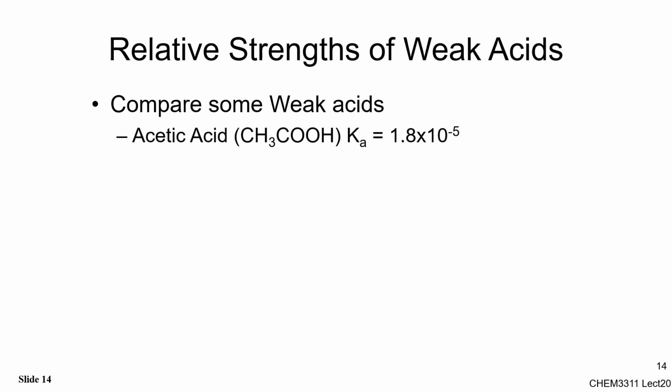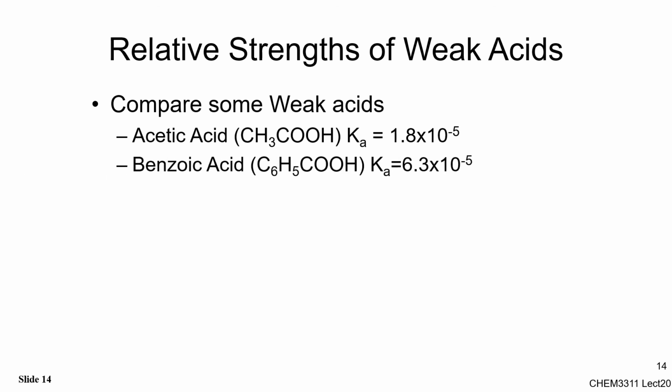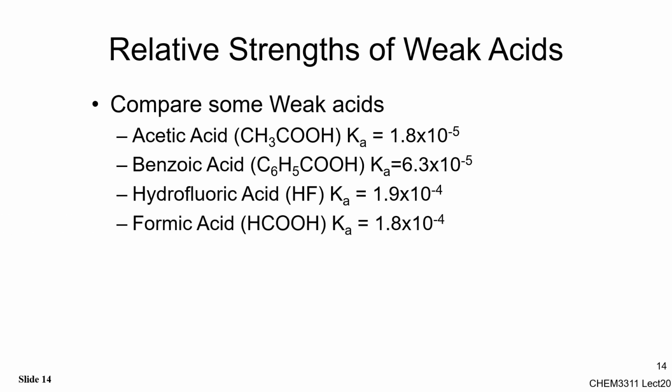We have acetic acid. Its Ka is 1.8 times 10 to the minus 5. We have benzoic acid, whose Ka is 6.3 times 10 to the minus 5. We have hydrofluoric acid, whose Ka is 1.9 times 10 to the minus 4. And we have formic acid, whose Ka is 1.8 times 10 to the minus 4.